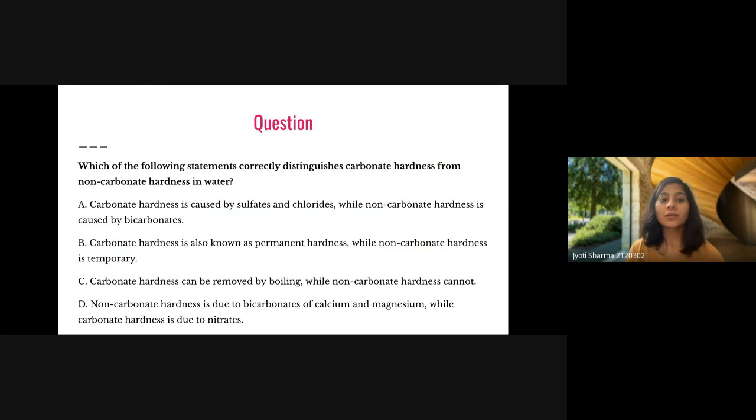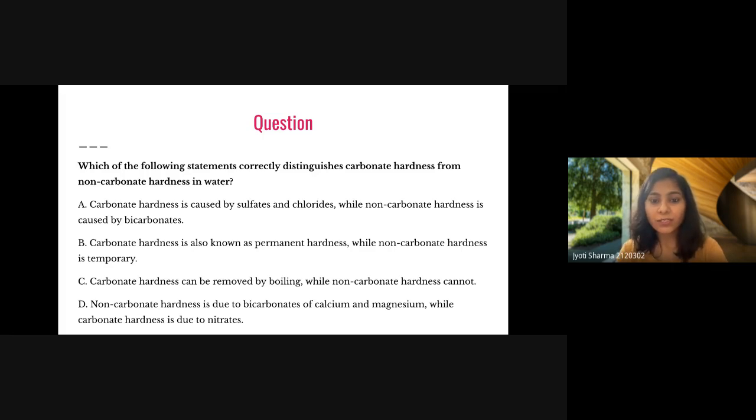Okay, so the next question is based on the difference between carbonate hardness and the non-carbonate hardness in the water. You have to tell me the difference between these two. And the options are: carbonate hardness is caused by sulfate and chlorides, while non-carbonate hardness is caused by bicarbonates. Carbonate hardness is also known as permanent hardness, while non-carbonate hardness is temporary. Carbonate hardness can be removed by boiling, while non-carbonate hardness cannot. And the option is non-carbonate hardness is due to bicarbonate of calcium and magnesium, while carbonate hardness is due to nitrates. So, what do you think?